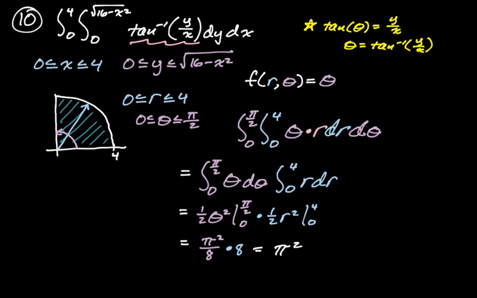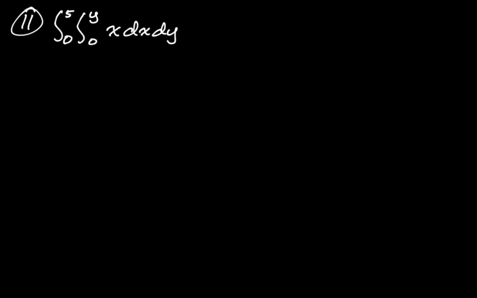How many more am I doing? I guess this 1, 2, 3, a couple. All right, here goes. 0 to 5, 0 to y, x dx dy.